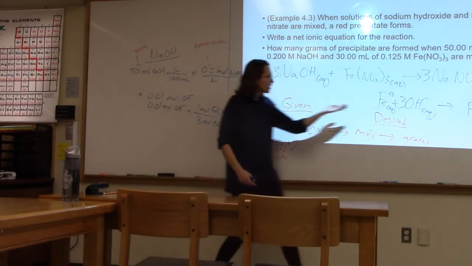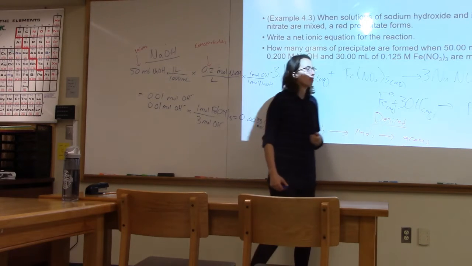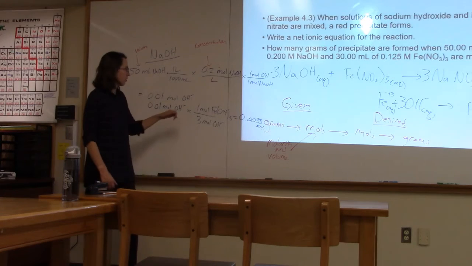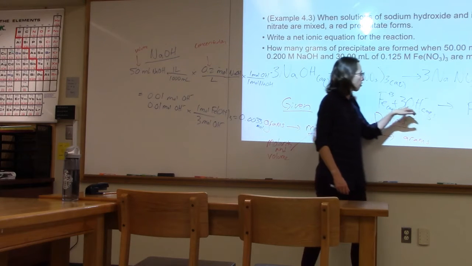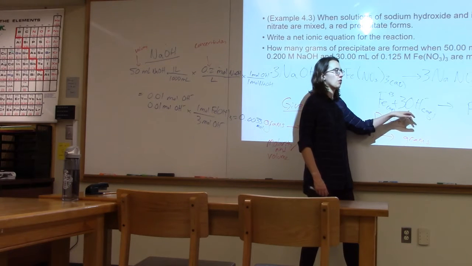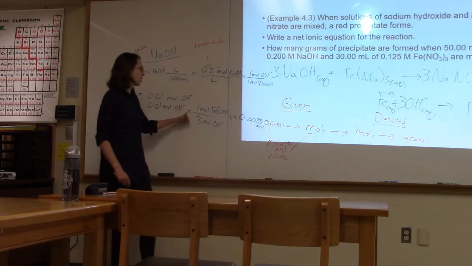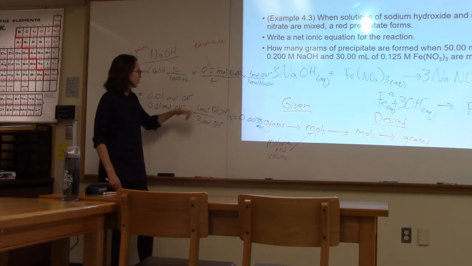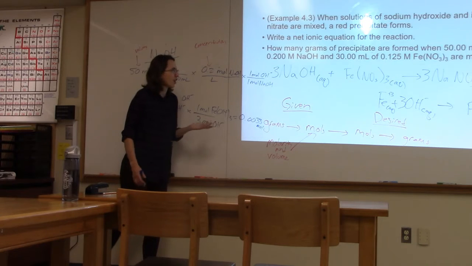Because I need 3 times as much OH minus as I do Fe. For every 1 mole of FeOH3, I need 3 moles of OH minus from my net ionic equation. So 3 moles of OH minus makes 1 mole of FeOH3. If you have 0.01 moles of OH minus, you are going to have 0.0033 moles of FeOH3, the iron hydroxide.